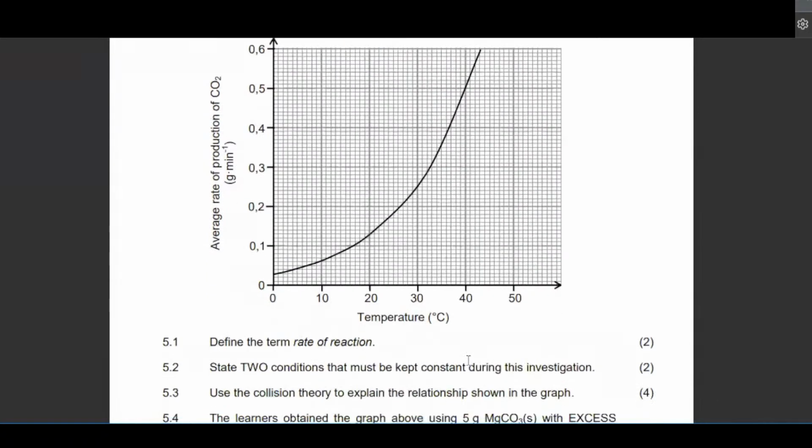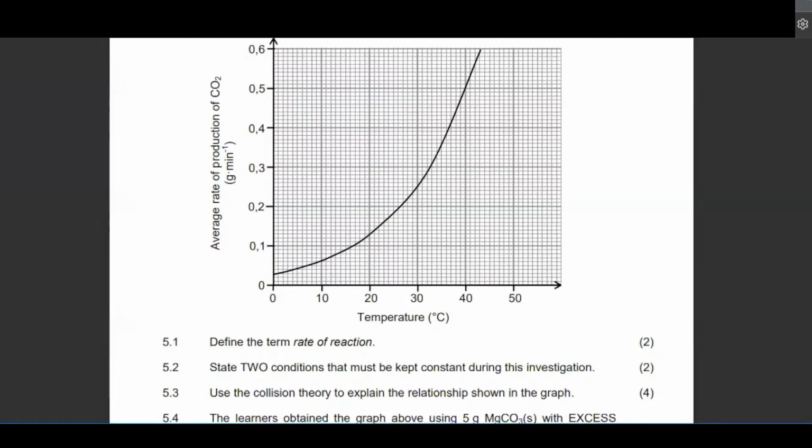All right. Then they're saying define the term rate of reaction. Rate of reaction is the change in the product with the change in time, or change in the concentration of the reactant with the time. So when you talk about rate, it means time. So you must know about that. So you should not repeat rate.